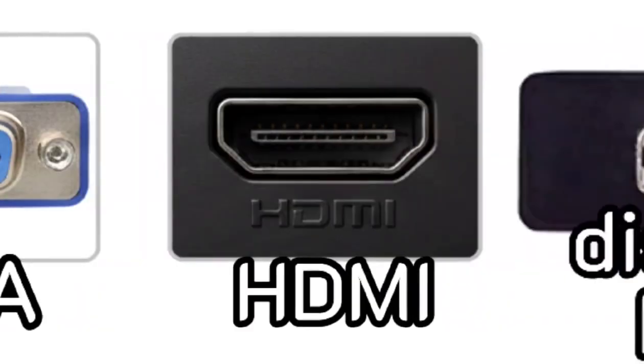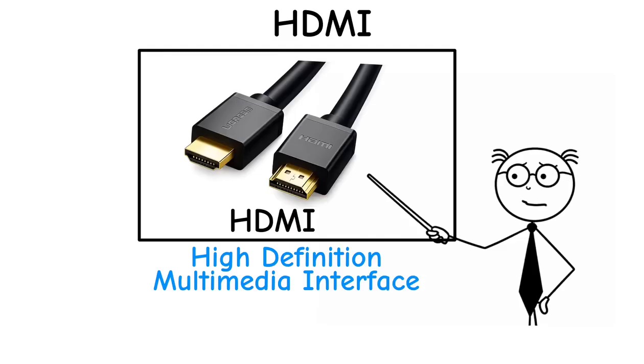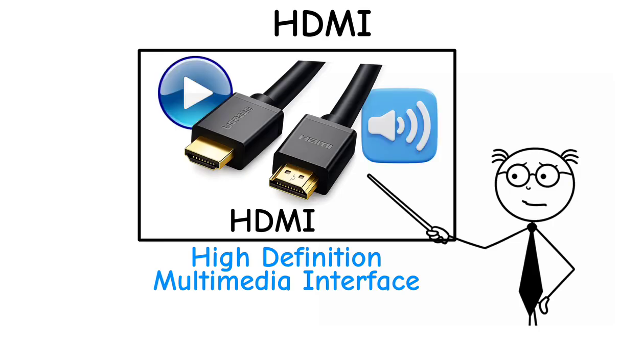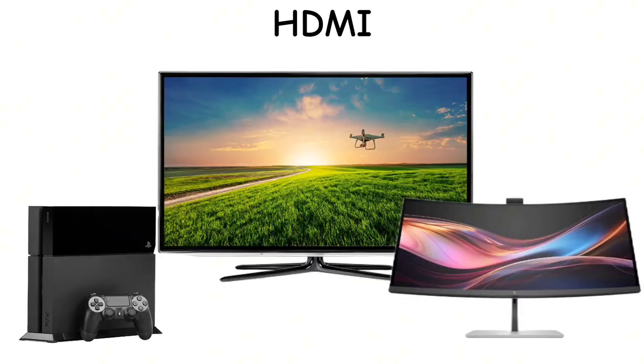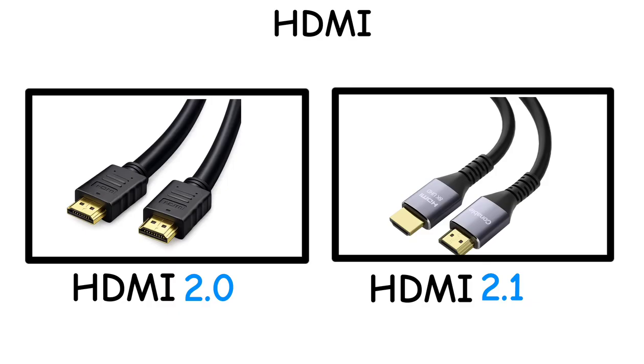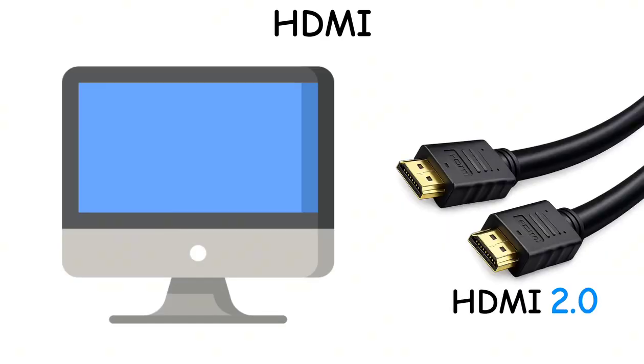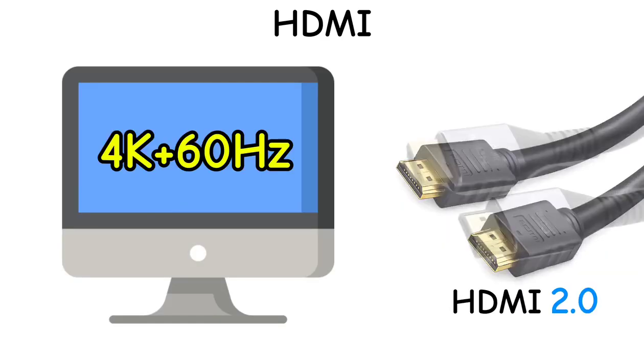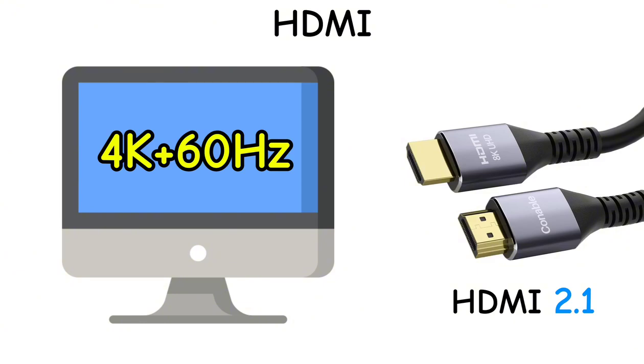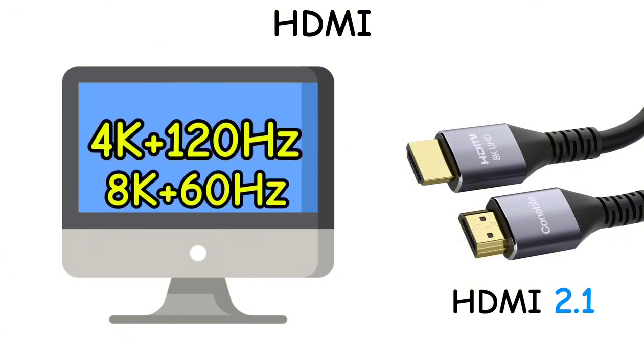better colors. HDMI, or High Definition Multimedia Interface, is a display cable like VGA, but it can carry both video and audio signals through a single connection. It's commonly used for TVs, monitors, and consoles. HDMI has many versions, but the ones worth knowing are HDMI 2.0 and 2.1. HDMI 2.0 supports 4K at 60 Hz, but the upgraded version HDMI 2.1 can handle much more, like 4K at 120 Hz or even 8K.